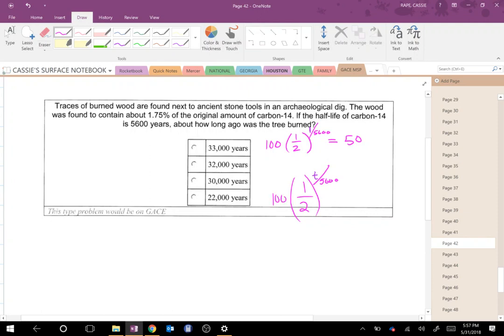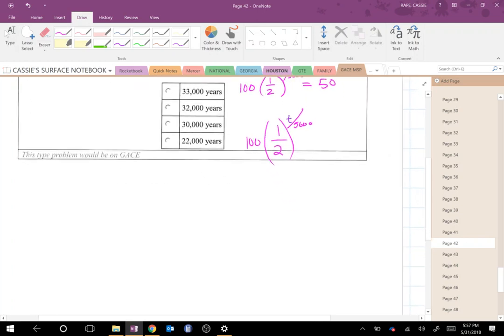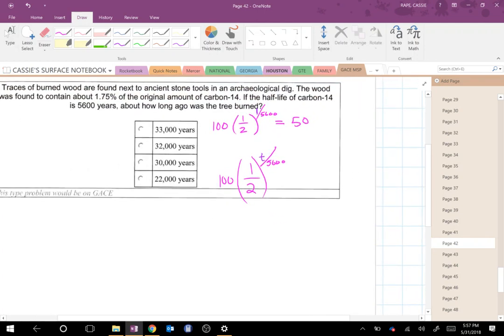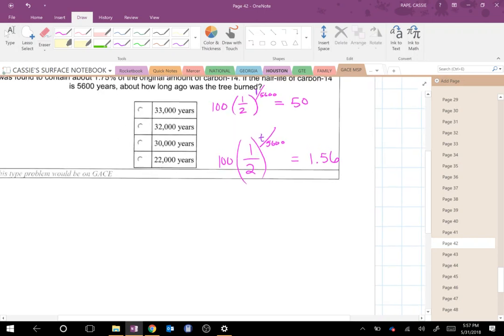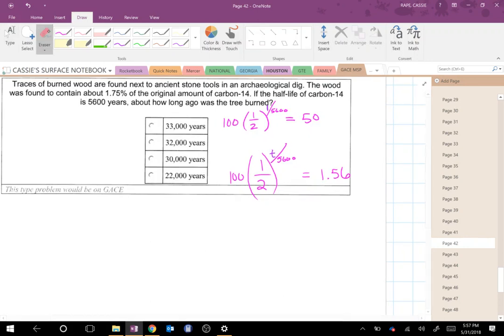So if you start with 100 and multiply that times 1/2 to the T over 5,600, it wants to know how long it takes to end up with 1.75%.